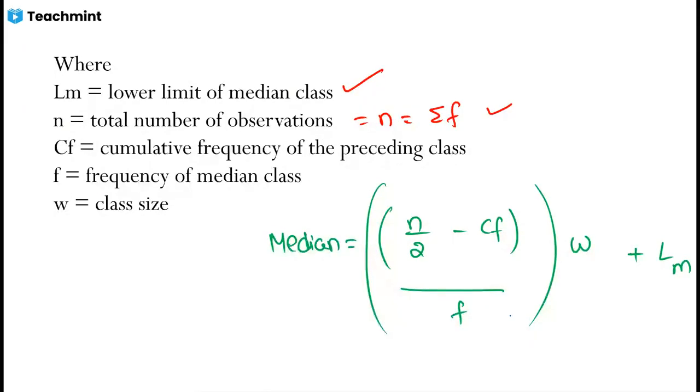Now here, what is the data they have given? You have to add one more column. Previously for mean, we took the data given as class and frequency.